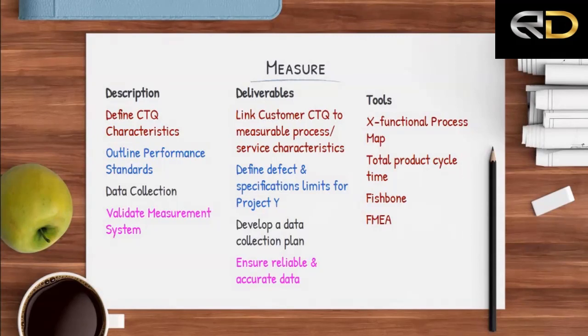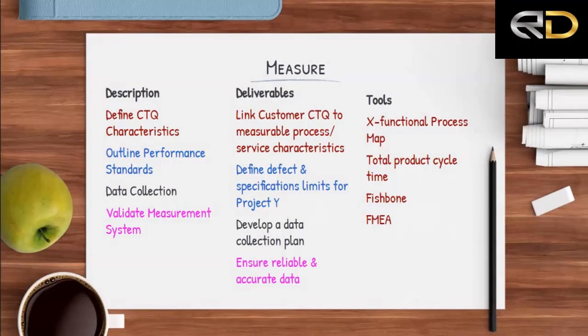And then also, you have to outline the performance standard. That means you should state what is considered a mistake in that process, product, or service, and also what the upper specification limit and the lower specification limit are. The upper specification limit is the maximum point before it becomes a defect, and the lower specification limit is the lowest point before it becomes a defect.